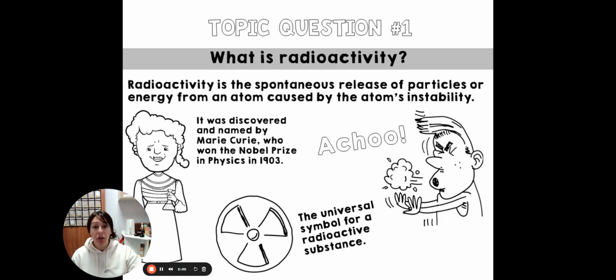Okay, so topic question number 1, what is radioactivity? Well, radioactivity is that spontaneous release of particles or energy from an atom. So when an atom is unstable, it's going to spontaneously give its particles or energy away that's causing the instability. Kind of like a sneeze. You know it's coming and it's just going to come out.